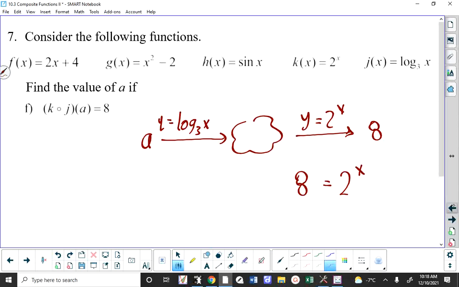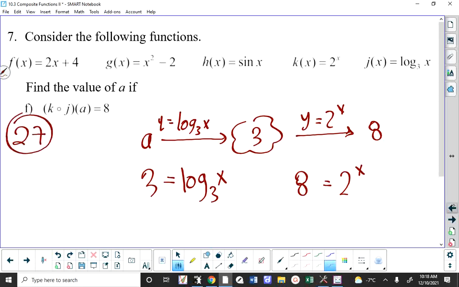So x is 3. Now we have to say what goes in for x in this function to get 3 coming out. Well, 3 equals log base 3 of x means 3 raised to the 3 is x, so 27 is what you said in your head. So the answer is 27. And that's it for today. That's it for the unit.